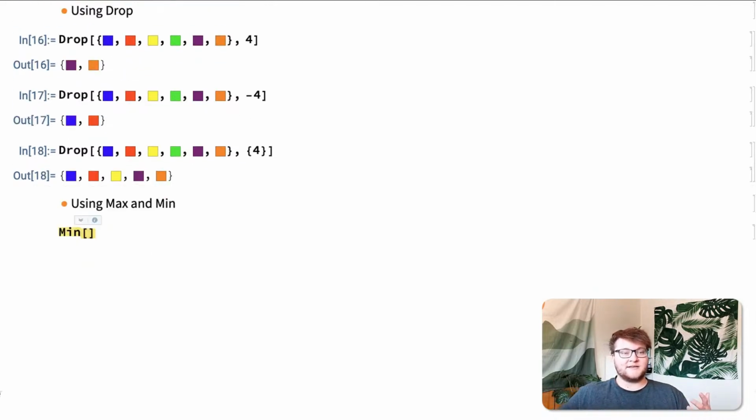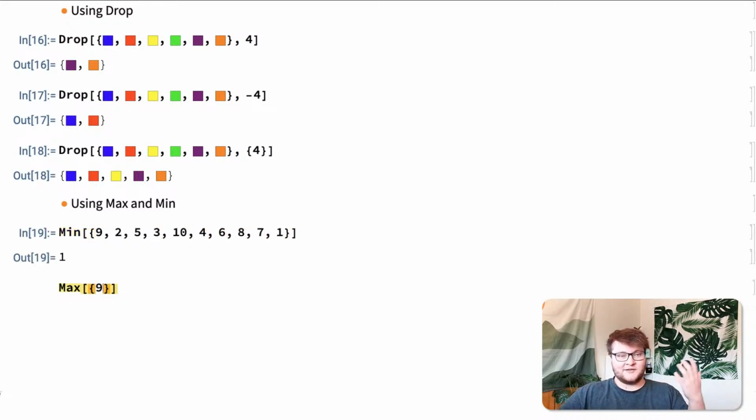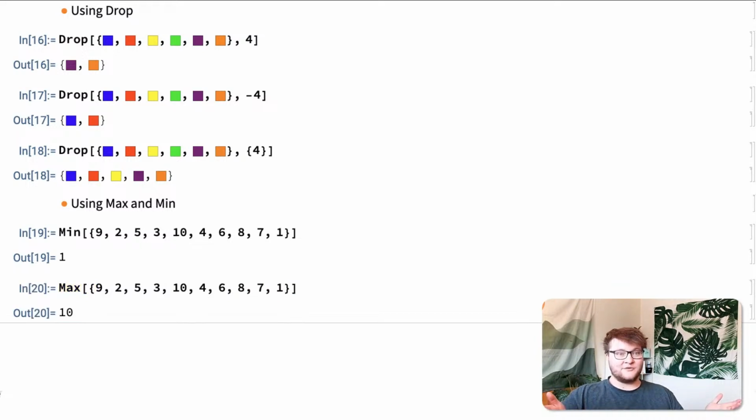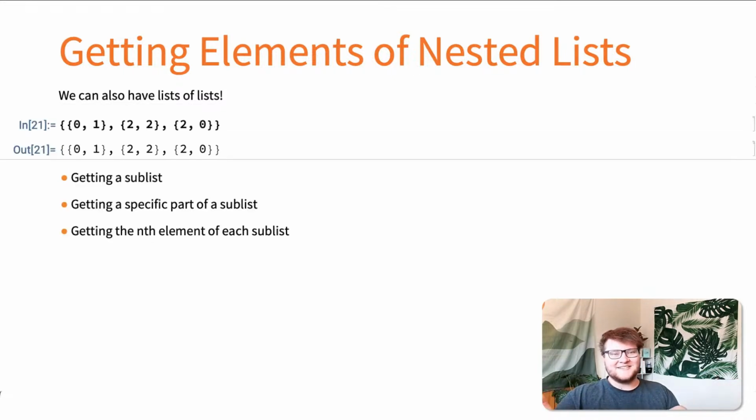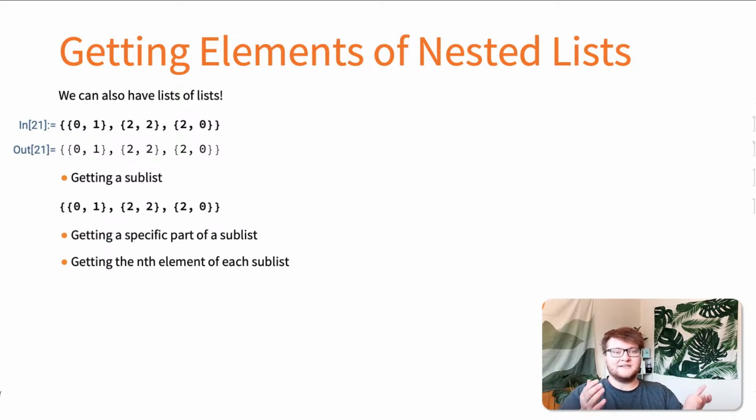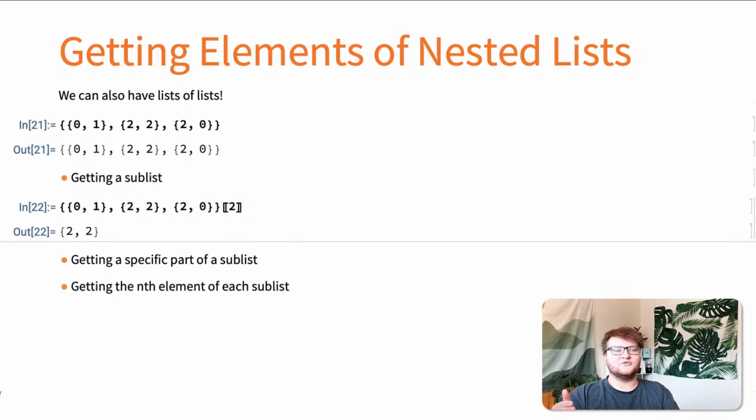Some other ways to manipulate lists are things like min and max, which return the smallest and the largest element in the list. So all of that was helpful for single lists, but we can also have lists of lists. We might get a list of lists by writing out coordinates, and if we want to get the second coordinate, the second list in the list of lists, then we use part just like normal. So the second element of this list is the list 2, 2.